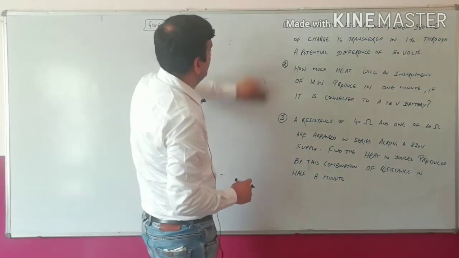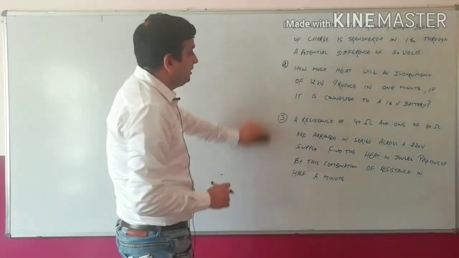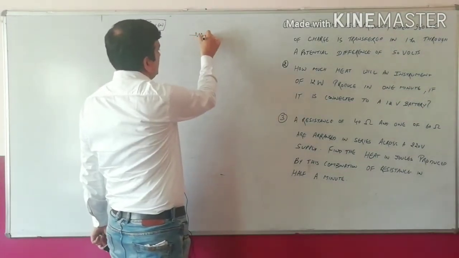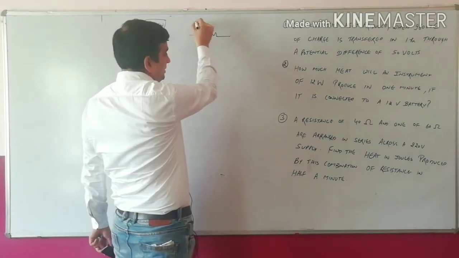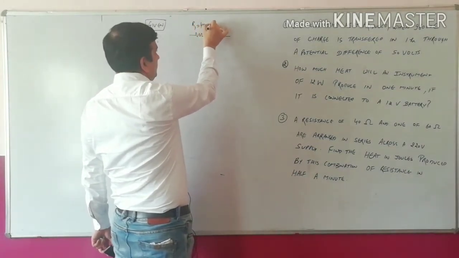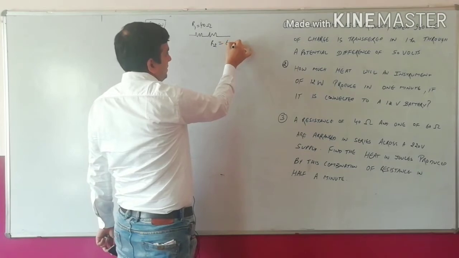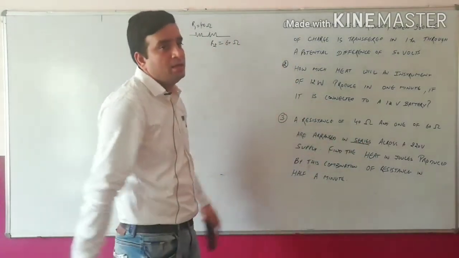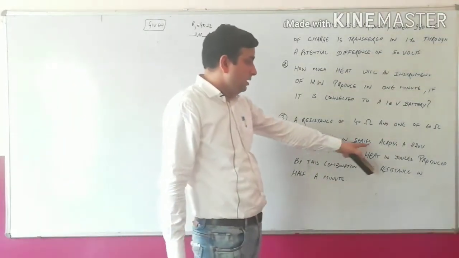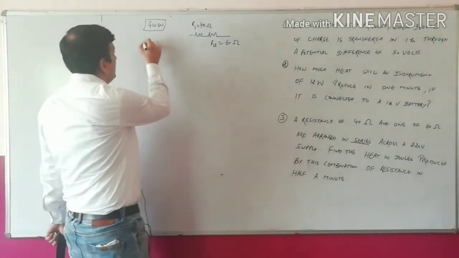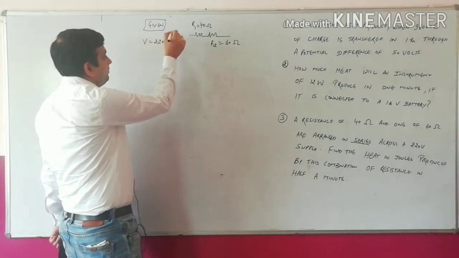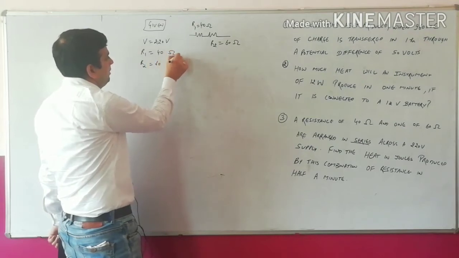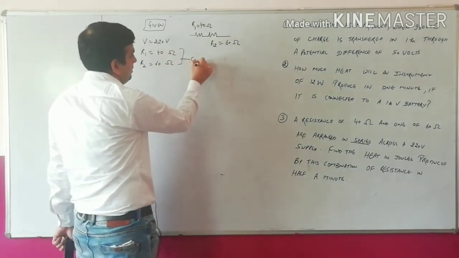Now we'll move to our third numerical. In the third numerical, what is given? A resistance of 40 ohm, connected to another resistance. So R1 is 40 ohm, R2 is 60 ohm, arranged in series. That is why I have drawn the diagram in series across a 220 volt power line. So 220 volt power line, R1 is 40, R2 is 60 ohm, and they are connected in series.